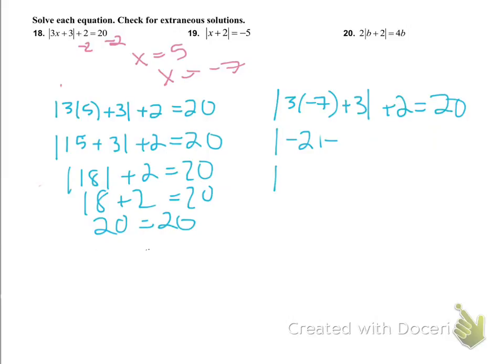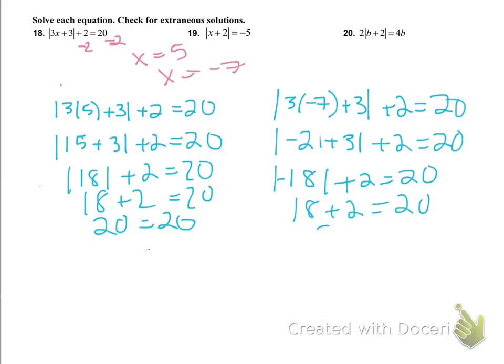There we go. Negative 21 plus 3 should get me negative 18. Absolute value of negative 18 is positive 18. 18 plus 2 is 20. So they both worked. I'm going to go ahead and erase this to get number 19 set up.